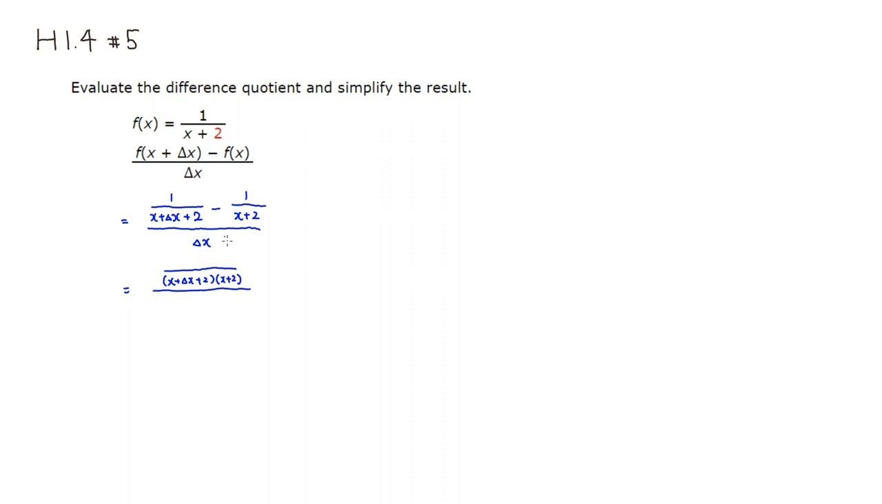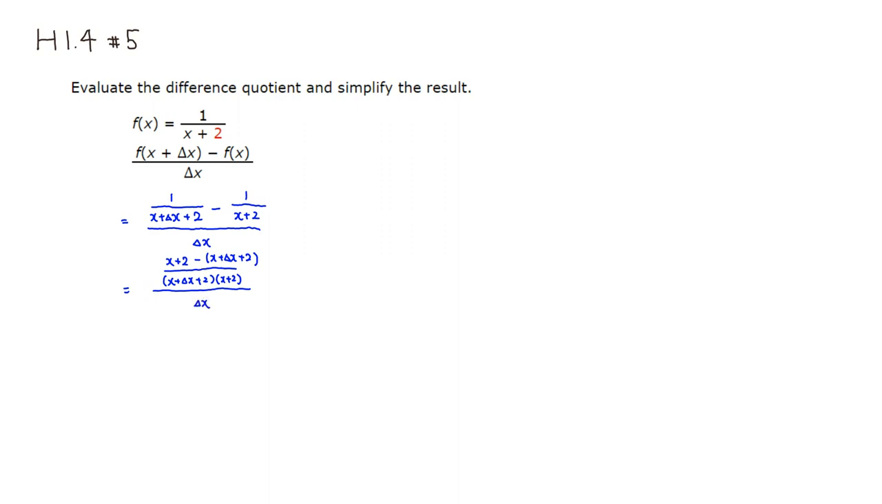Since we have to multiply the denominator by quantity x plus 2, we have to do the same to the numerator. So you have x plus 2. Then it's a subtraction, so it's minus. Then we have to multiply this denominator by quantity x plus delta x plus 2, so we have to do the same thing. So you have x plus delta x plus 2. And don't forget that there's a delta x right at the bottom.